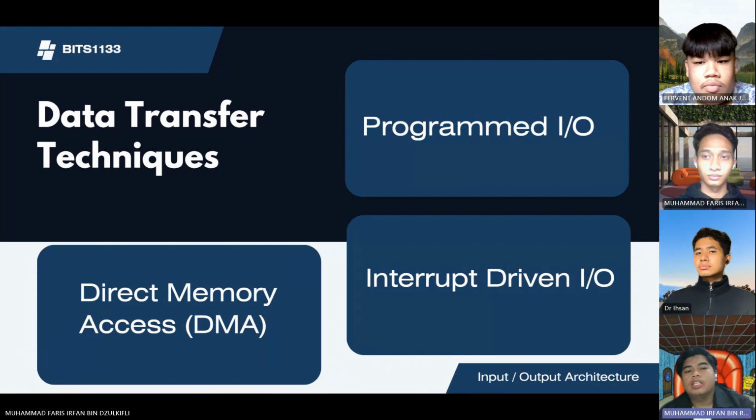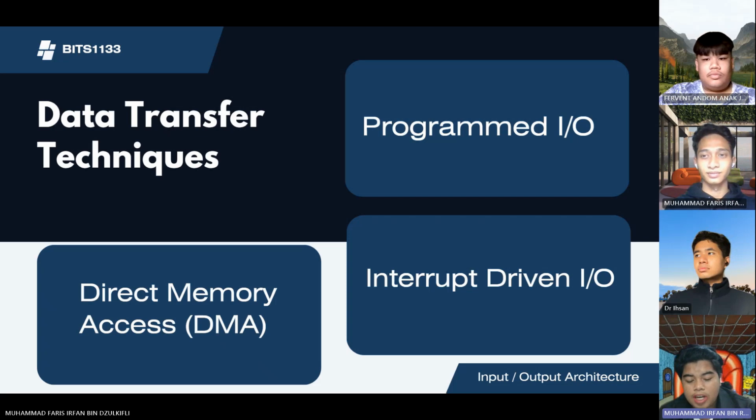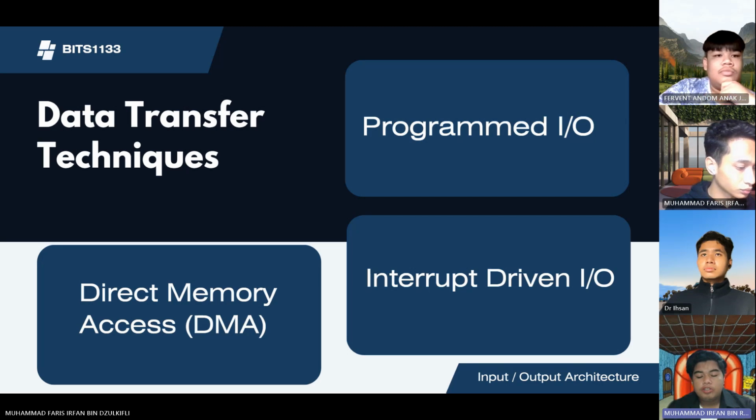So this is the slide about the data transfer technique. In computer systems, these are methods used to move data between the CPU and peripheral devices. The slide highlights three main techniques. First one, program I/O. The CPU actively controls data transfer by executing instructions, which can slow down overall performance since it constantly checks for data availability.